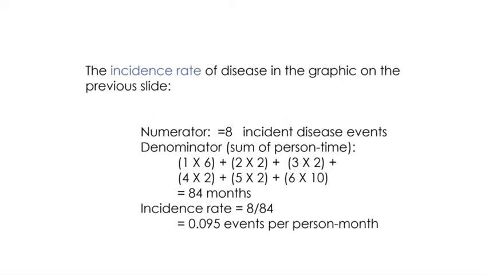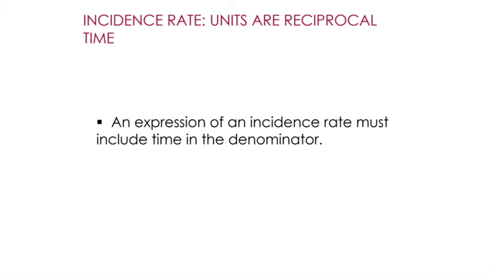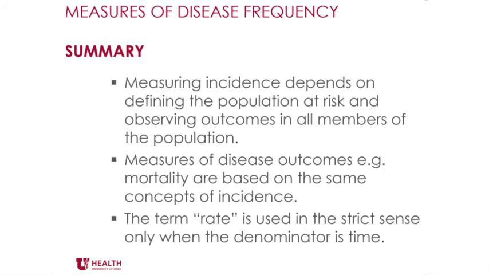And then we're going to calculate the incidence rate exactly from that graphic. So there were 8 incident disease events. That's our numerator. The denominator is to multiply these different units of time times the number of people who were observed for that length of time. So we get a total of 84 months. So 8 events divided by 84 months gives us 0.095 events per person month. And note that the units of incidence rate are reciprocal time. An expression of an incidence rate must include time in the denominator.